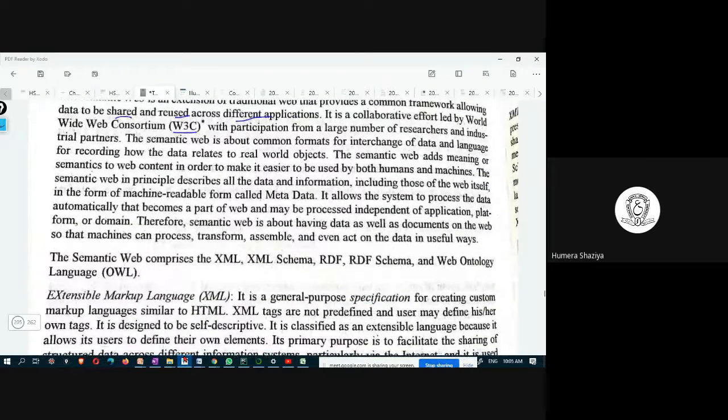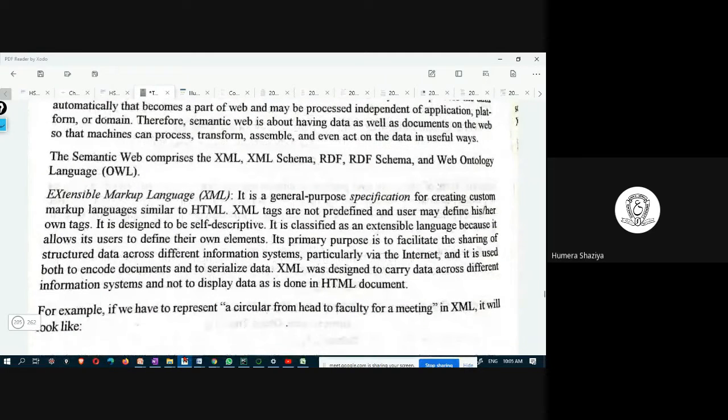Semantic web is about common formats for interchange of data and language. Semantic web technologies include XML, XML schema, RDF, RDF schema, and web ontology language. Please remember, semantic web comprises of XML. What is XML? XML is a general purpose specification for creating custom markup language, similar to HTML.